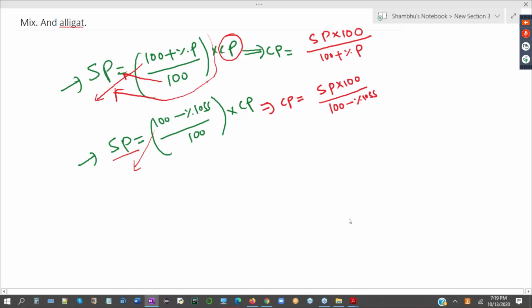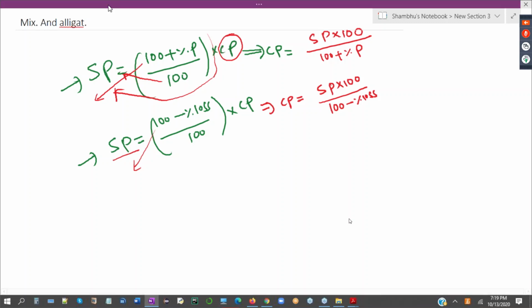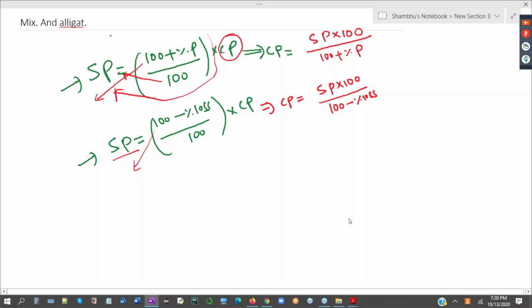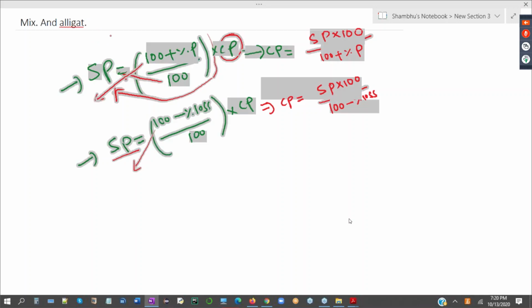So there is no different formula for SP and CP. One formula only. If you want SP, you have to keep SP on one side. If you want CP, you have to keep CP on one side. We have just the same formula. Now, this formula will be used in mixtures and alligation. One question I want to tell you, because they have asked it many times. In TCS, one question they have asked many times from mixtures and alligation uses the profit and loss concept.